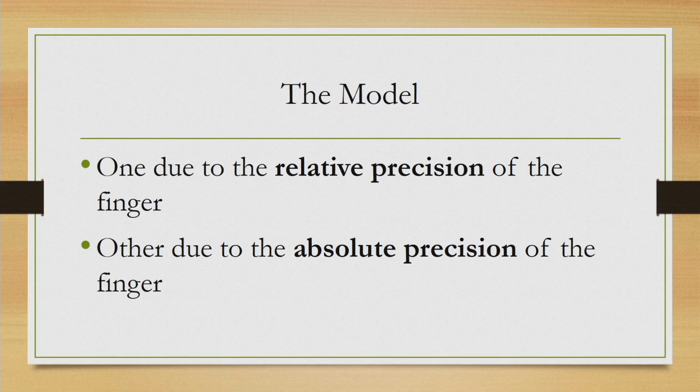One distribution appears because of something known as the relative precision of the finger, and the other distribution appears because of something else known as the absolute precision of the finger. So, let us try to understand what these terms mean.